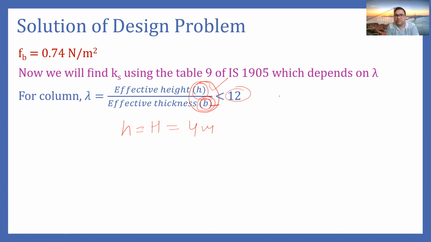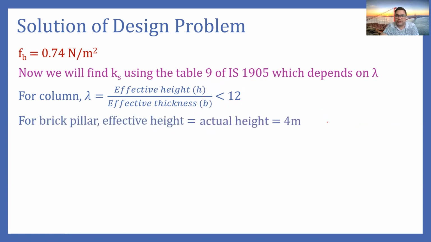So in that case, we can say that b should be greater than or equal to h by 12. Here we know that h is 4000, so with this relation, we can find out the value of b, which will be 333 point something. I have done the calculation.